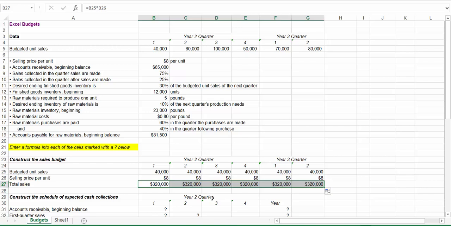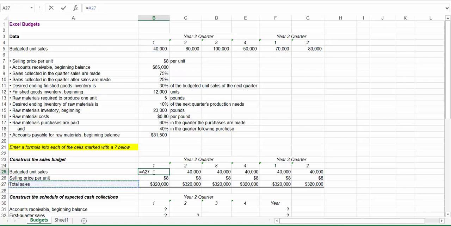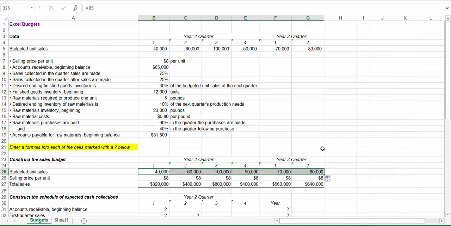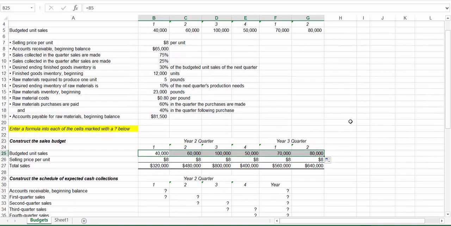Oh, that didn't work. Why did that not work? Oh, I know why. Because I didn't want this to be absolute reference. This is not absolute reference. Let me go back. My first mistake ever. This is equal to that. That we want to change, but the 8 we don't want to change. All right, so there are all of our sales.